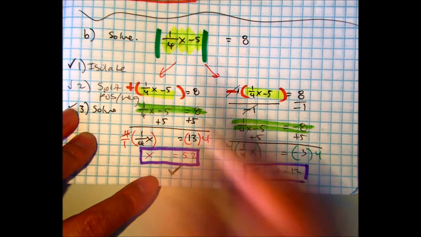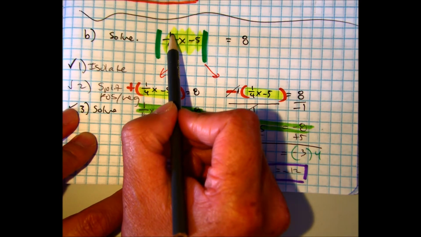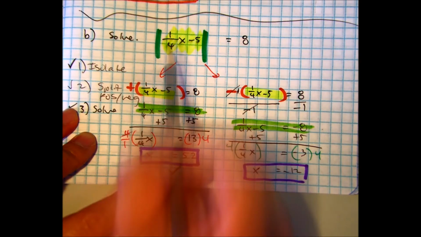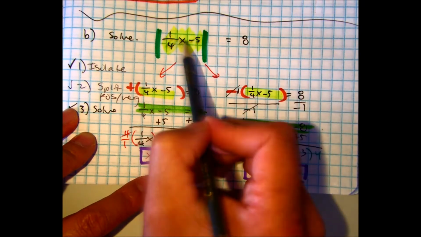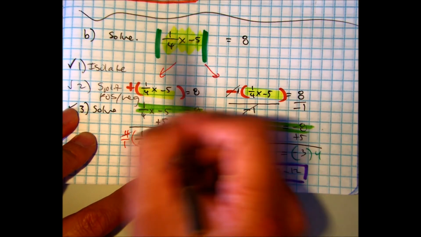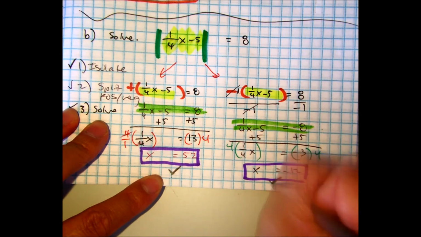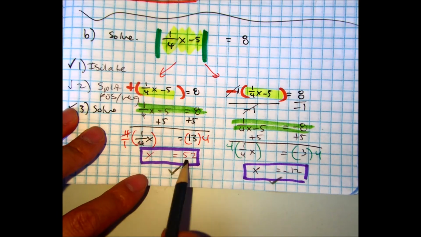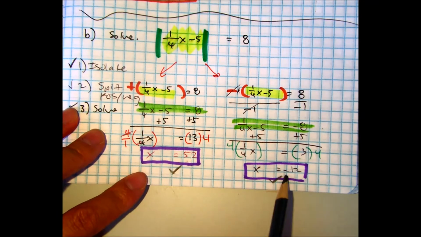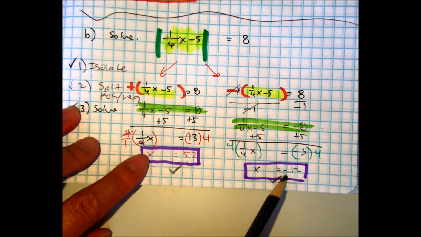Let's try negative 12. Class, what's negative 12 times 1? Negative 12 divided by 4. Negative 3 minus 5. Absolute value of negative 8. That is true. My solution is x equals 52, x equals negative 12. In this problem, I have two solutions.